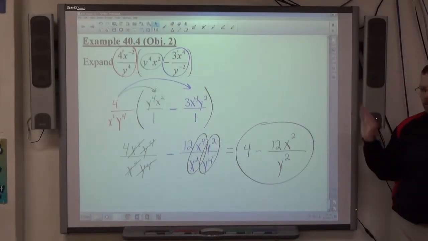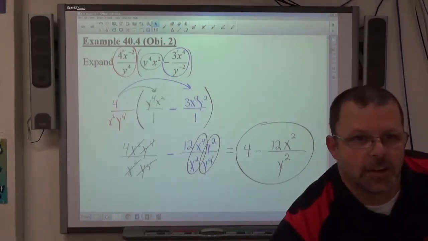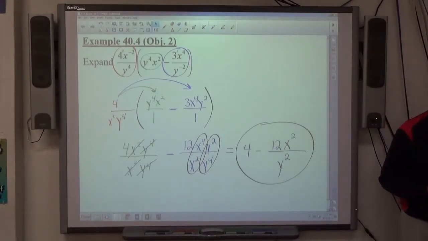So please, pay attention to detail, and again, cut corners at your own ability level. And if you can't cut corners and get the right answer, go back to going the whole way through. All right?